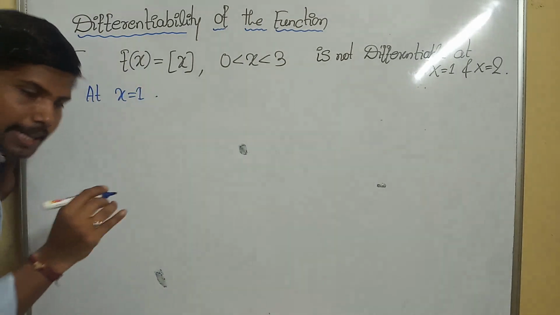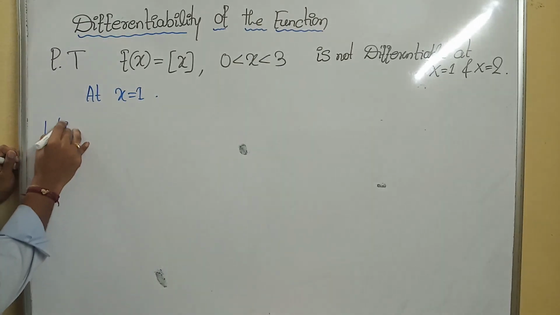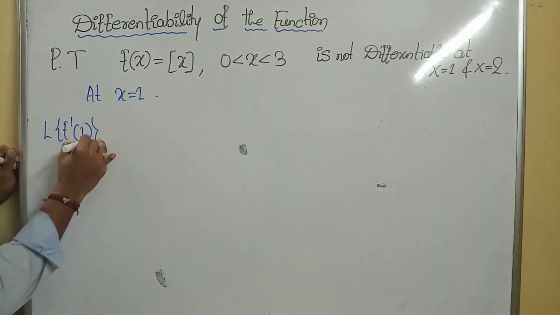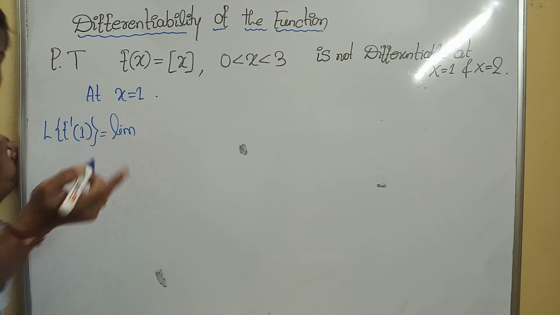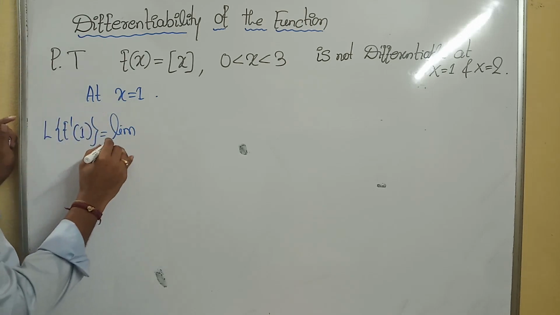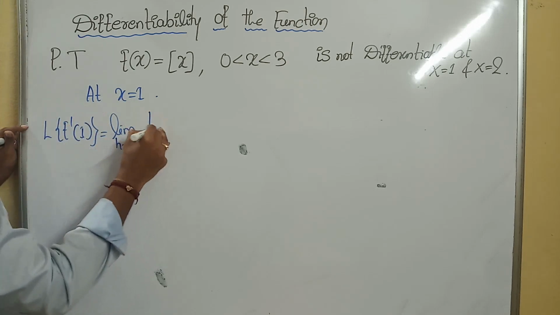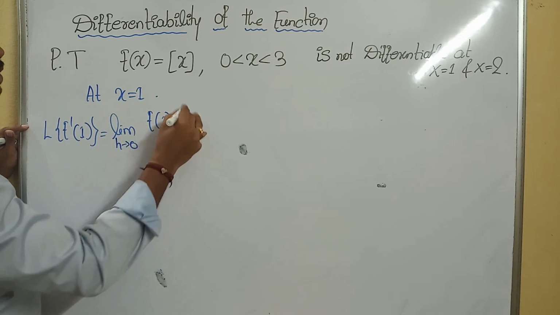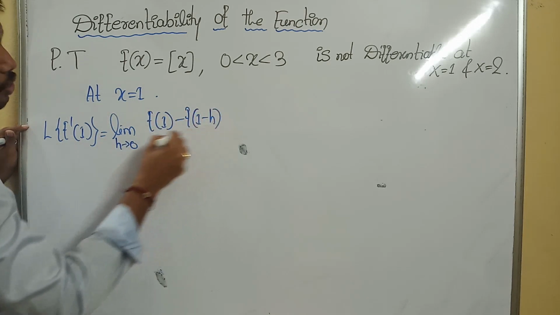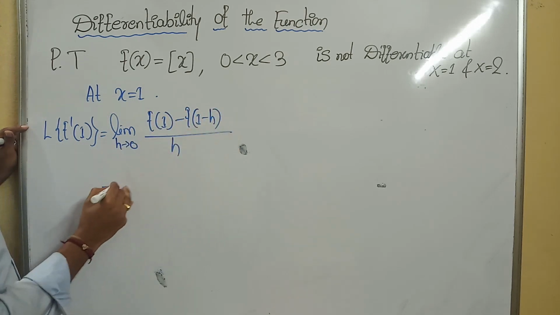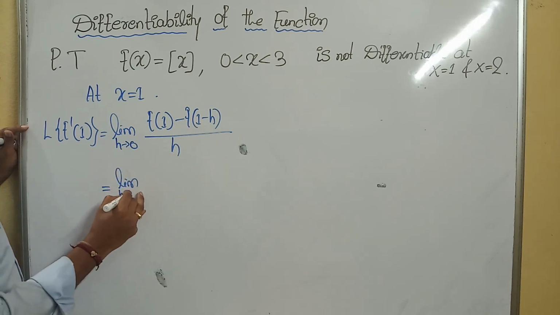Okay, now I'd like to take L of f dash of 1 now. What is the definition? Wherever in the place of formula x I need to replace value 1. h tending to 0, it will be f of 1 minus f of 1 minus h divided by h. Got it? Limit as h tending to 0.